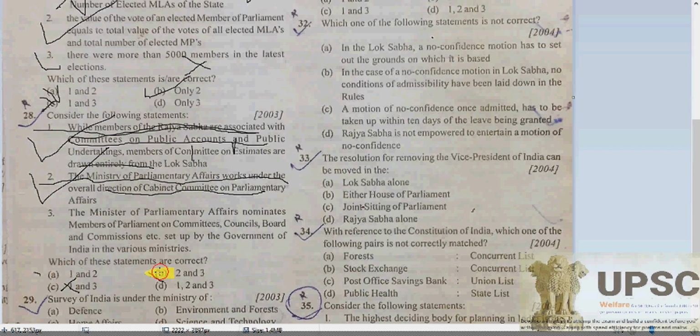Now 50-50 chances. Let's see whether 3 is correct or not. The Minister of Parliamentary Affairs is a member of the parliamentary committees, councils, boards and commissions set up by the Government of India in the various ministries. No, that is absolutely wrong, my dear. So 1 and 2 are correct, so we will choose option A here.